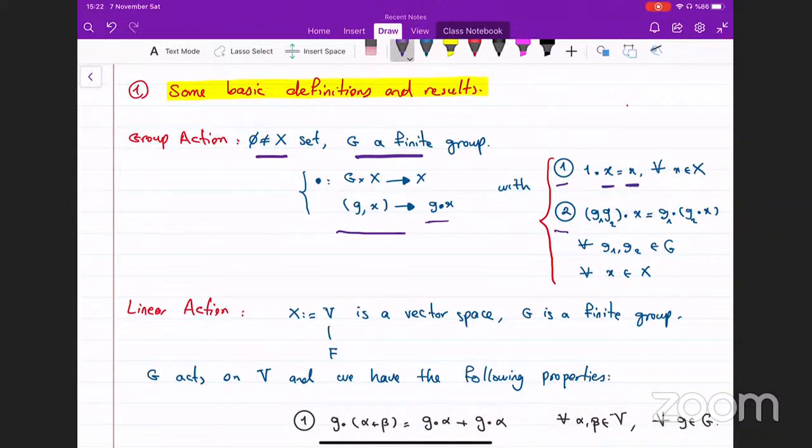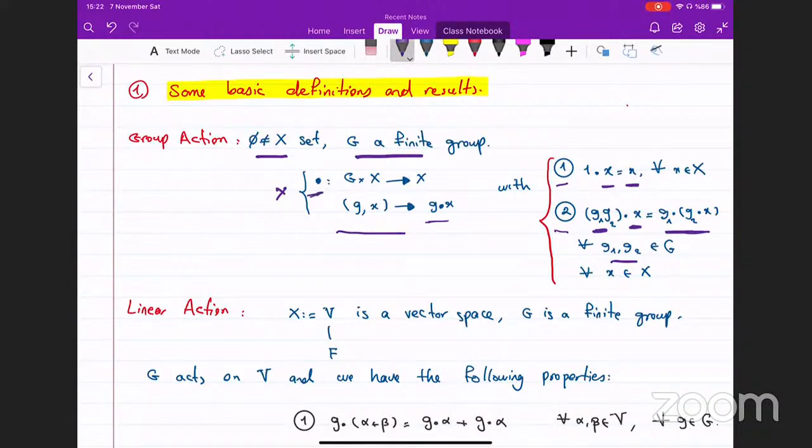And when you consider two elements of a group like g1 and g2, according to the group operation, you have g1 g2, which is an element of the group and acts on the element or the point x. So you should have this equality. If you have property 1 and 2 together with this function, then you say, okay, the group G acts on a set X via this action.